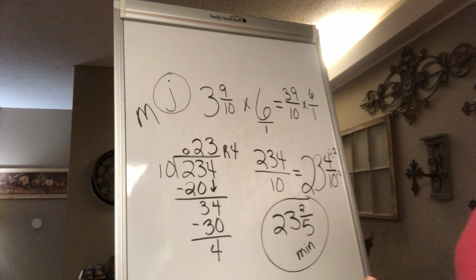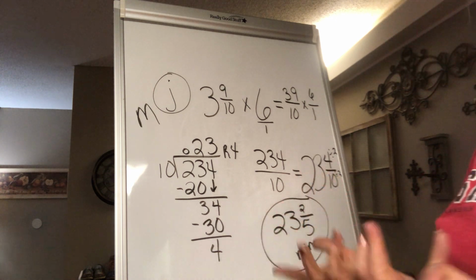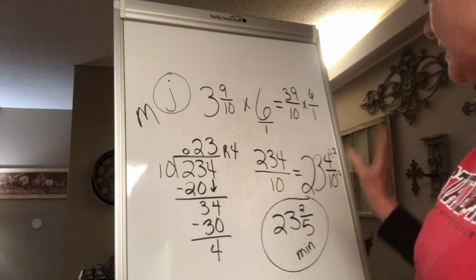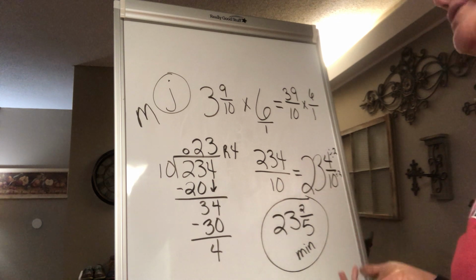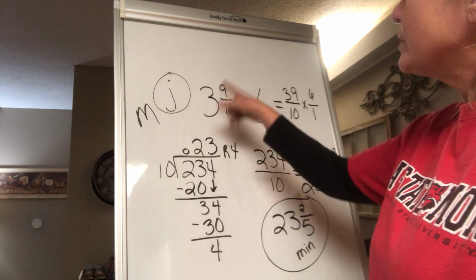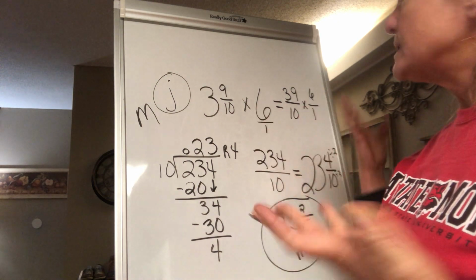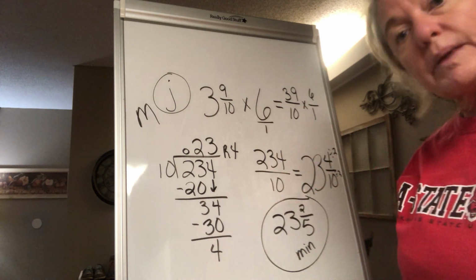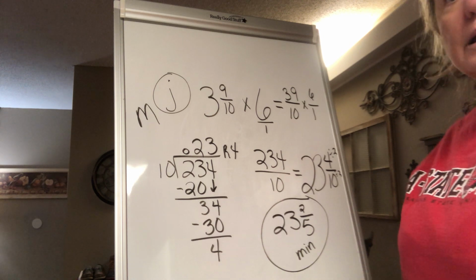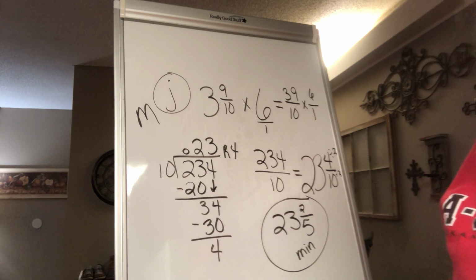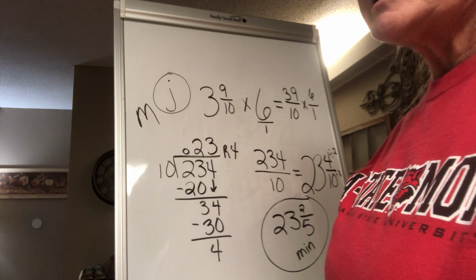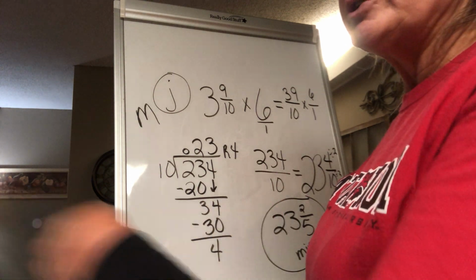All right, and if you were just doing an estimate, just to make sure your answer is reasonable in your head, 3 9/10, that's almost 4, isn't it? And 4 times 6 would be 24 minutes. So is my answer reasonable? Yeah, my answer is reasonable. It is correct.